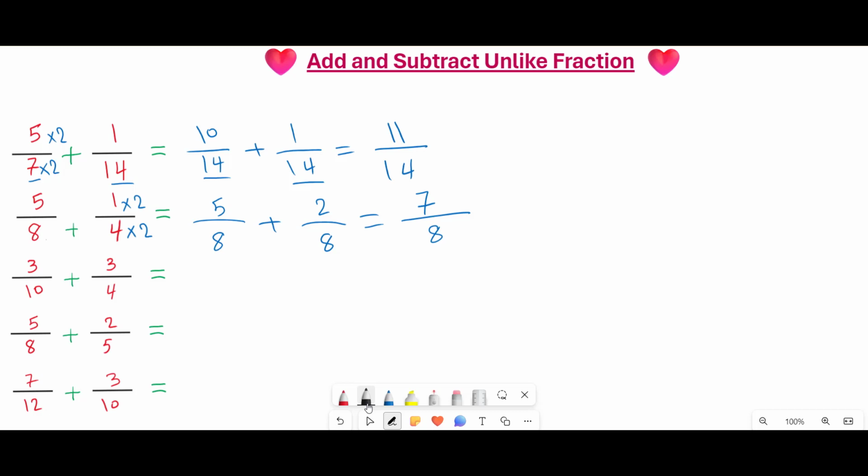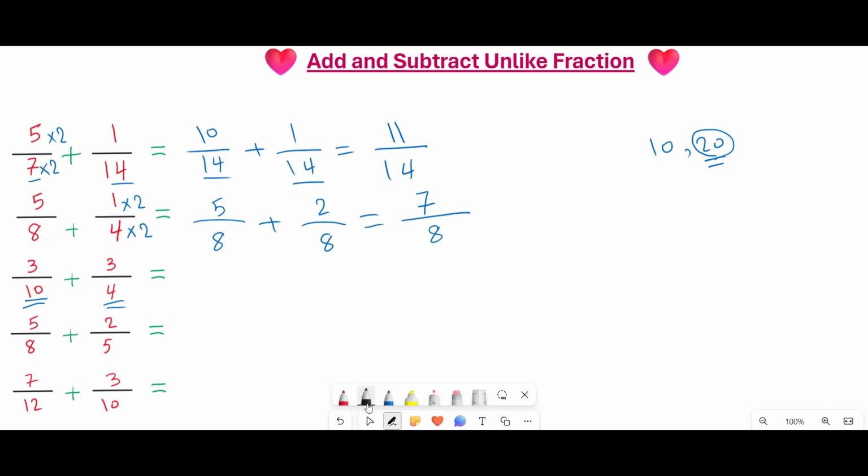Okay, next. 3 over 10 plus 3 over 4. Denominator same? No. Can we make 4 be 10? No. Can we make 10 be 4? No. Then in this case, what should we do? Okay, which number is bigger, 10 or 4? 10. Okay, write the multiples of 10 here. 10 times 1 is 10. 10 times 2 is 20. Now check again. Is 20 in table 4? Yes. Then we can make both denominators be 20.